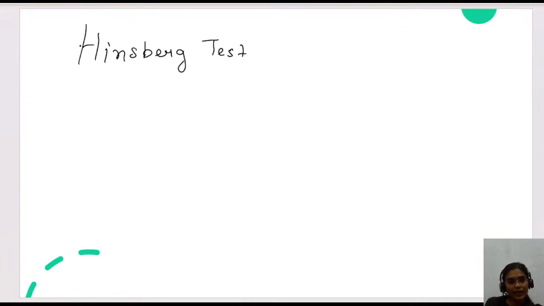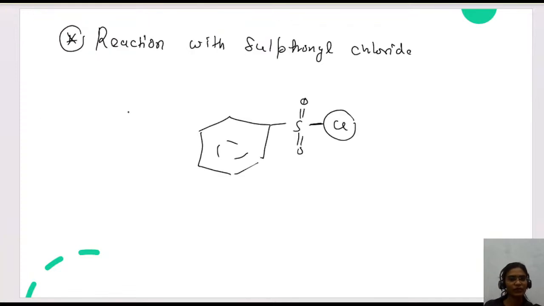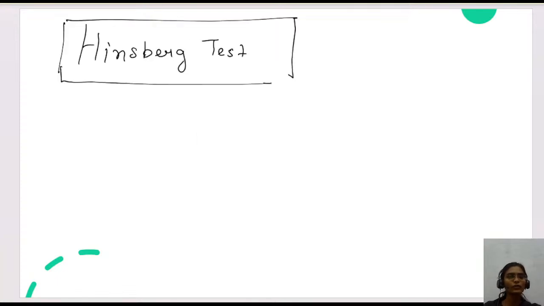This is the actual name of the method, and it is famous by this name. But if I have to write the statement, it is the same reaction with sulfonyl chloride. Actually this is the complete name, otherwise it is famous as the Hinsberg test. So let's see how it is going to react. Let's discuss all the points as we discuss primary and secondary. In this part, we're going to discuss the reaction with primary amine.